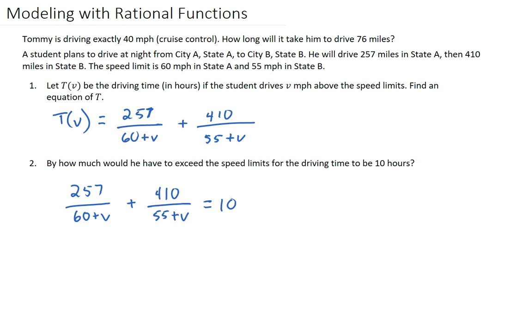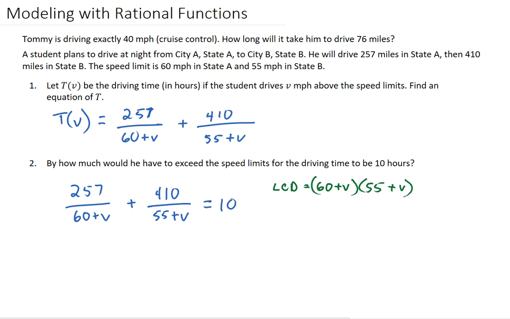So all I did was put the T of V value on the right because it feels a little bit more normal. Alright, so in the past, how we solved these rational equations that had multiple variables was we would first determine the LCD and get a common denominator. These two denominators don't have anything in common as factors, so our LCD is going to be the combination of the two of them. 60 plus V times 55 plus V.